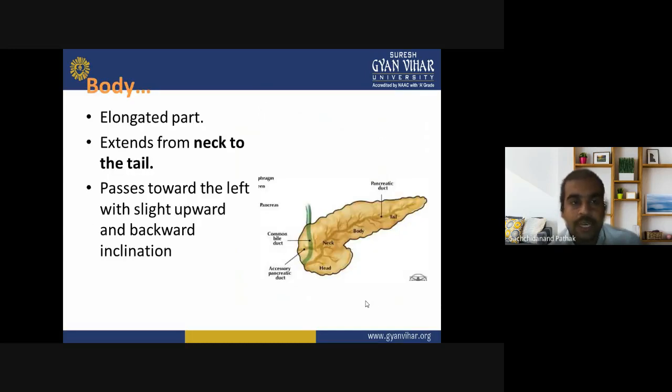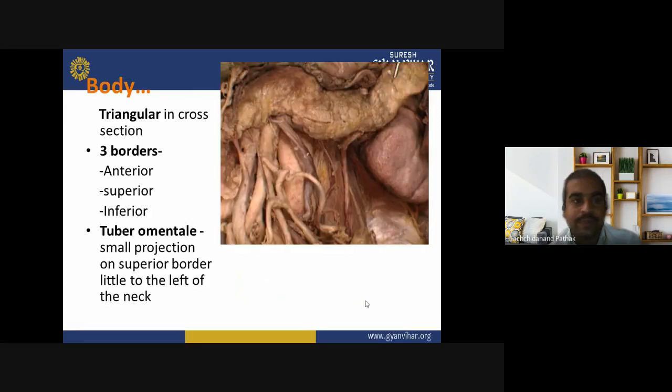Body is the elongated part, so it extends from the neck to the tail and passes towards the left with slightly upward and backward inclination. It is triangular in cross section. Three borders are there: anterior, posterior, and inferior. And the tuber omentale is there, a small projection on the superior border, a little to the left of the neck.